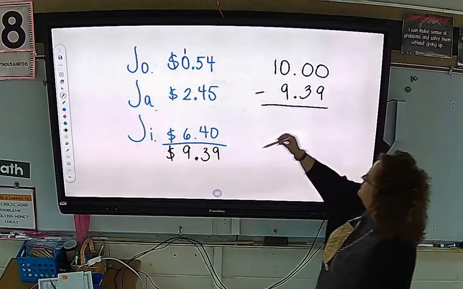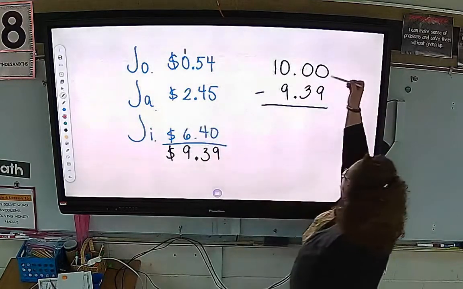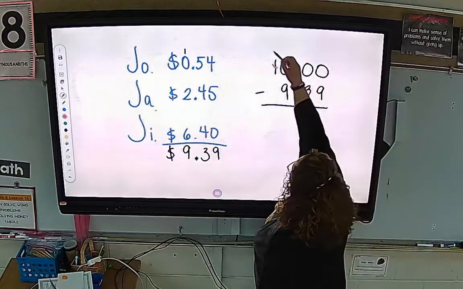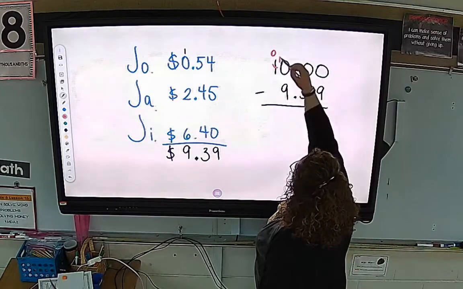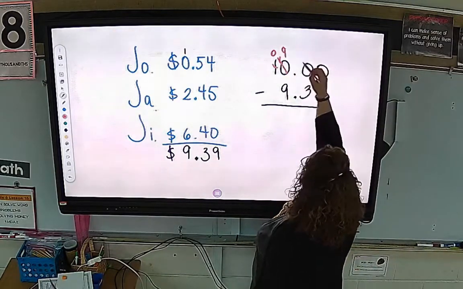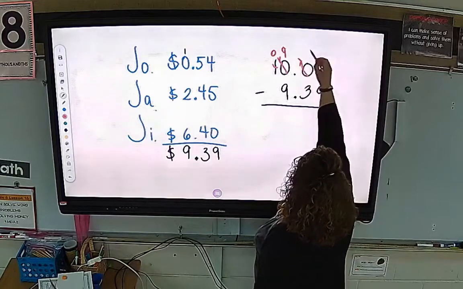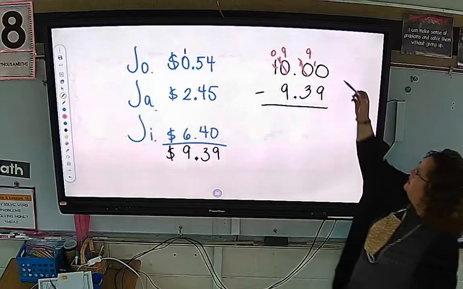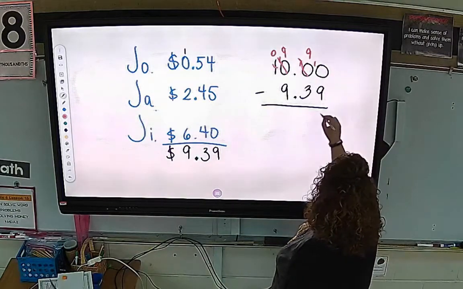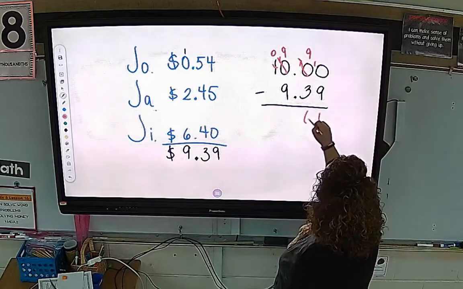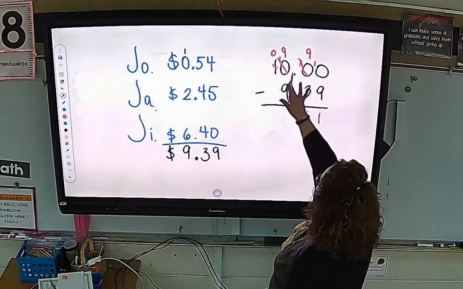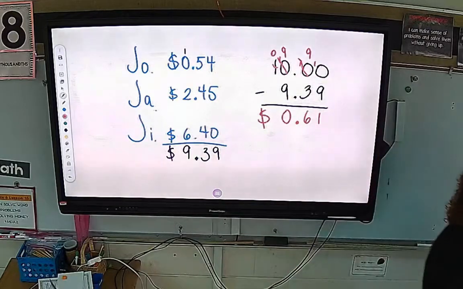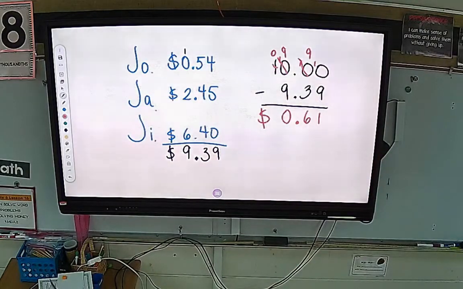Okay. So, again, across zeros. You come all the way over here, this becomes a 0, and this becomes a 10. This becomes a 9, and this becomes a 10. This becomes a 9, and this becomes a 10. And we stop. 10 take away 9 is 1. 9 take away 3. And then this is, of course, all zeros. I need 61 cents.